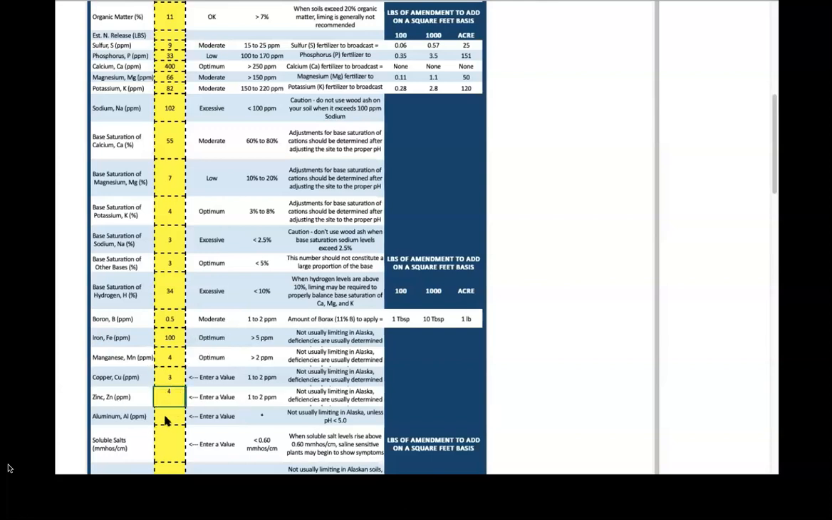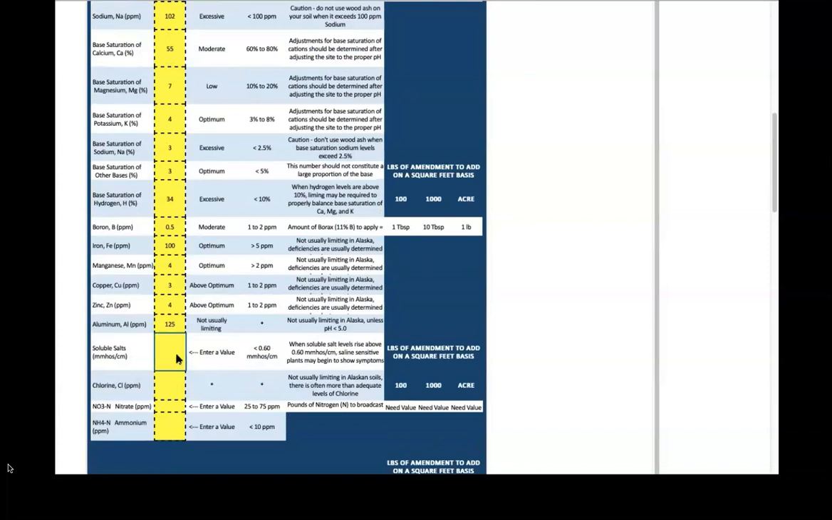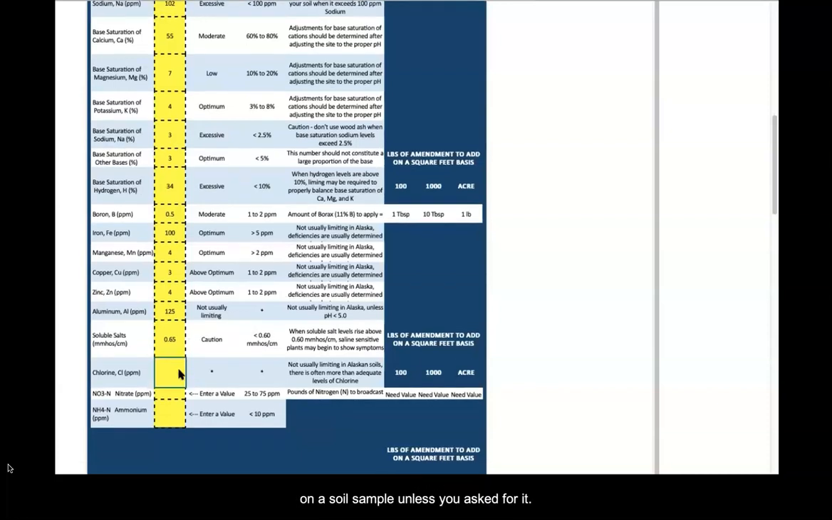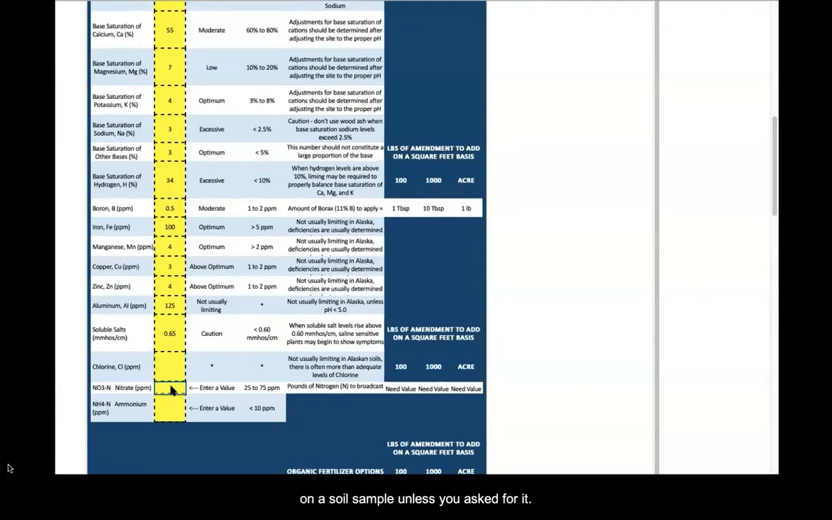Zinc. Put 0.65 for soluble salts. Chlorine is typically not given on a soil sample unless you ask for it. And then nitrate nitrogen, we're going to go ahead and put at 12. And the ammonium, I'm going to put at 11.